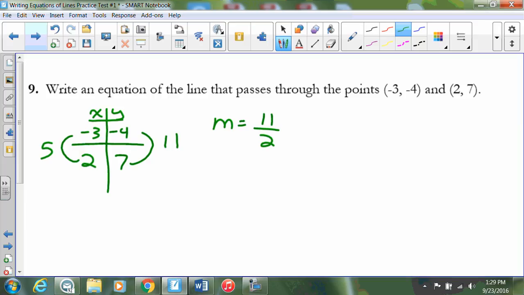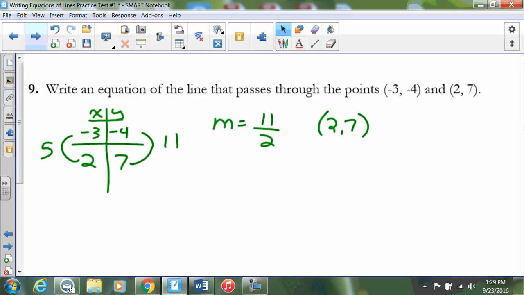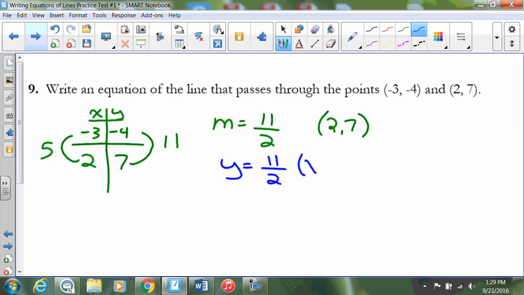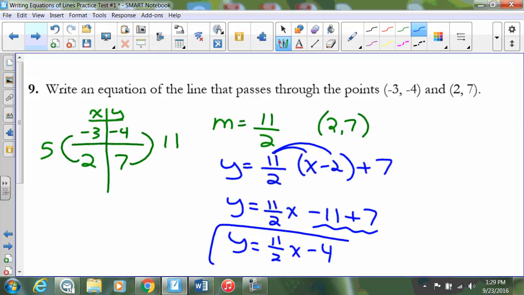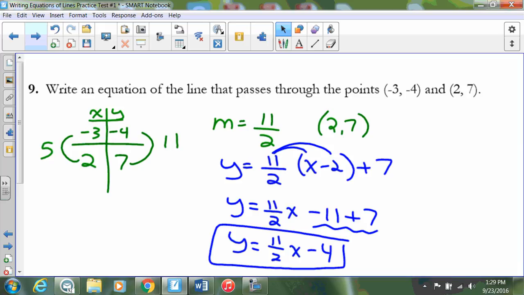I'm certainly not going to pick negative 3, negative 4. I'm going to pick 2, 7, because that's easier to work with. And I'm going to go ahead and just plug them in now, because we all know the formula. No need for me to write it out. And we're going to distribute. So we have 11/5 times x, which is 11/5 x. 11/5 times negative 2, which is negative 22/5. And then we bring down the plus 7. And we gather our like terms. So we get 11/5 x plus 13/5. There you have it.